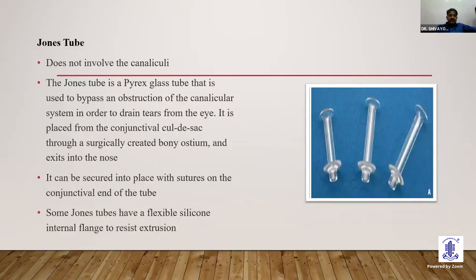Jones tube, again, is a Pyrex tube, a glass tube. I don't have much experience. When I finished my fellowship, I did some 10 cases, with tubes which I brought from Aravind Hospital, asking Usha madam, and the results were not that good. These tubes can be put directly through the carunculectomy wound and directly into the ostium. You can place this, suture this end to the conjunctiva, and this goes into the osteotomy.